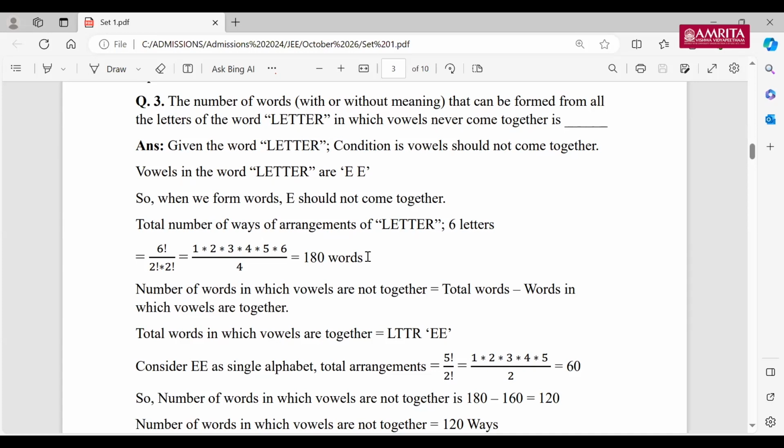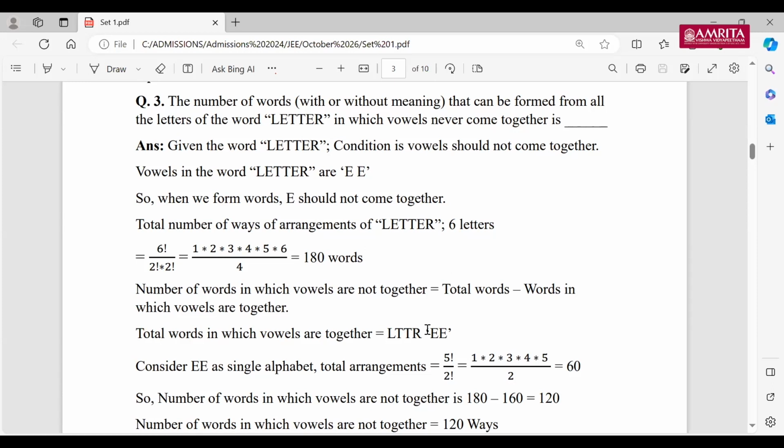Now I need to find the number of words in which vowels are not together. If I have the total and I have a count in which the vowels are together, I can just subtract it and I have the answer for the words in which vowels are not together. So we can use that idea here. So the total number of words in which the vowels are together, how will we find it? Because when it comes to EE, that's the only term that we need to consider. So considering it as a single term, and LTTR, you'll have a total of 5 places.